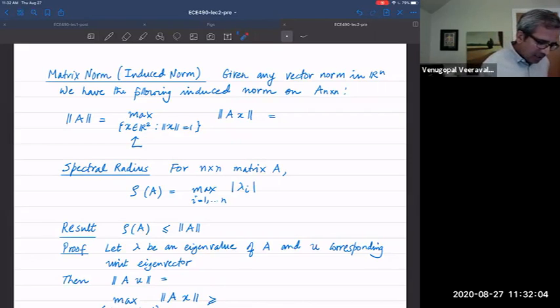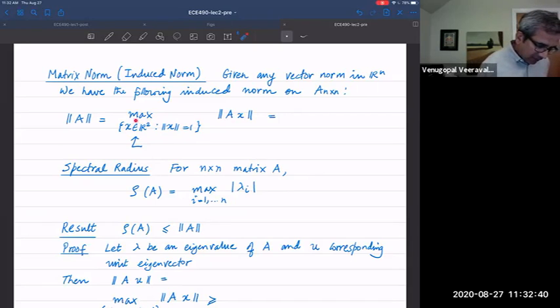The induced norm on the n by n matrix A is given by this. What you do is you look at A times x, which is a vector now, and you take its vector norm, and you maximize this over all x in R2 such that the norm of x is 1. So you look at all normalized vectors with norm 1, compute the norm of A times x, and then maximize over that.